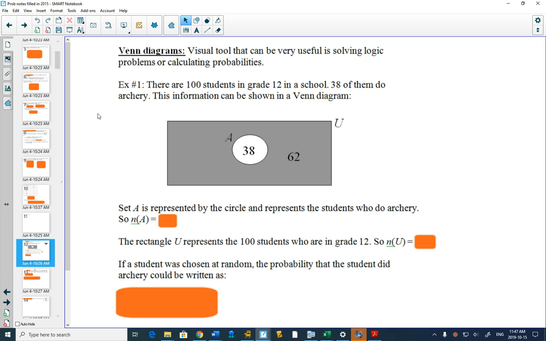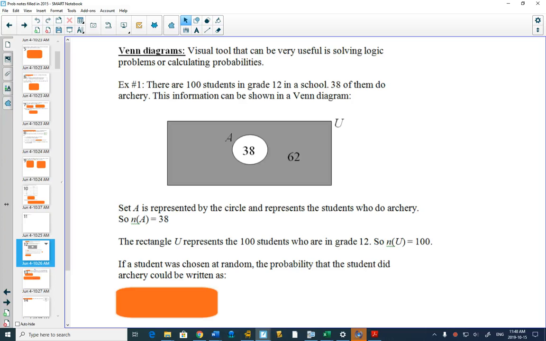Some notation. If A is the representation for archery, then N of A, which is the number in A, would be 38. The whole thing is U, so the number in U is 100. Can you see that U includes the 62 and the 38? So that's why the number is 100 and not 62.